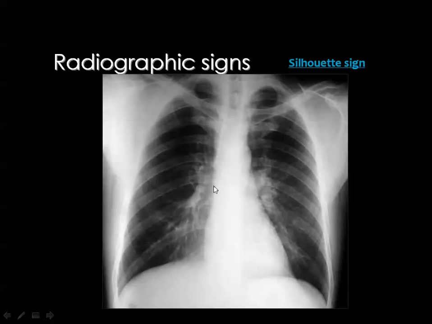And in this case, you see an opacity here. And if you want to follow the cardiac border, you can easily do so. Then this opacity is not adjacent to the heart. It should be posteriorly located in the lower lobe.